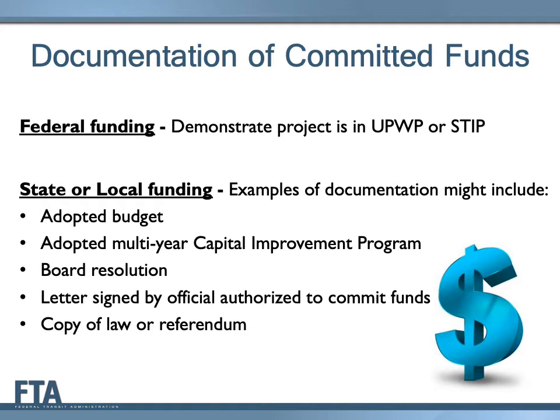This slide includes a list of some possible examples of supporting documentation that might demonstrate commitment of state or local funds, but each area of the country is unique, and these may or may not be applicable to your area. Examples include an adopted budget, an adopted capital improvement program, a board resolution committing funding, a letter signed by an official authorized to commit the funds, or a copy of a law or referendum approving the funds.